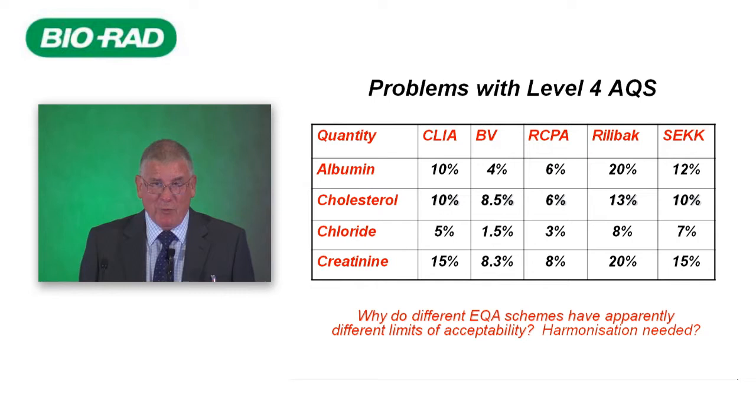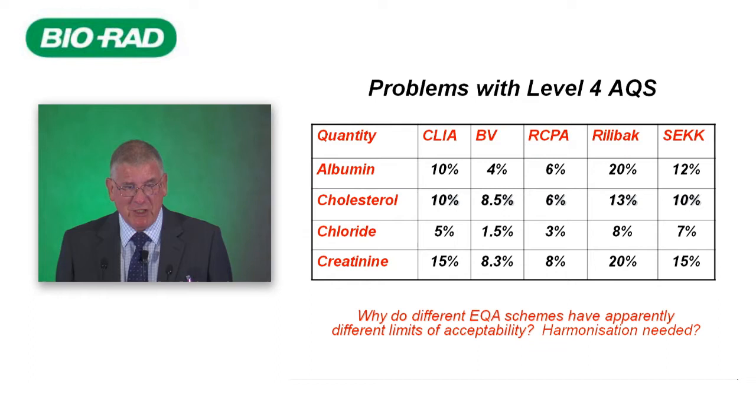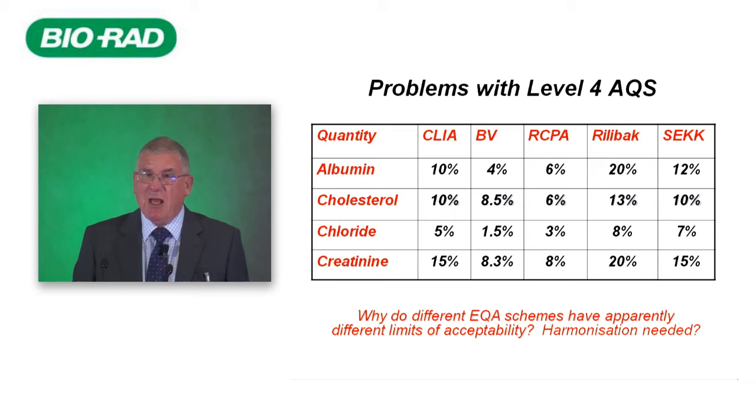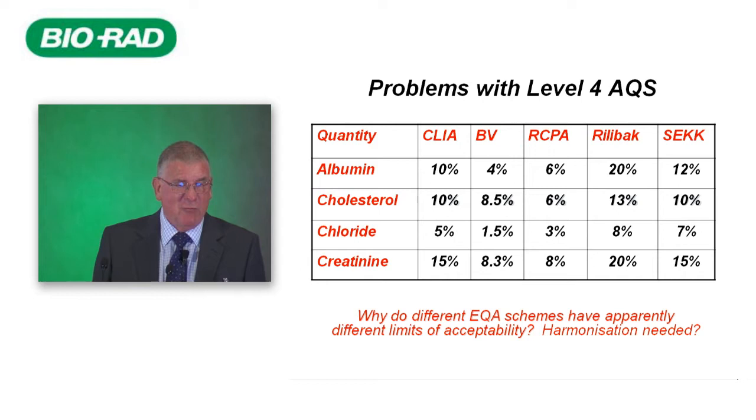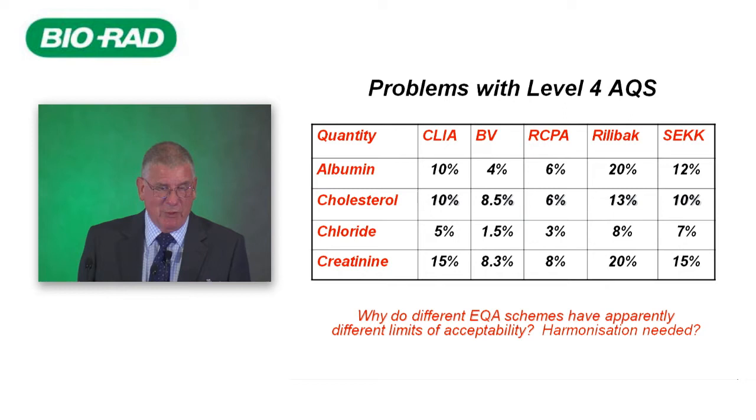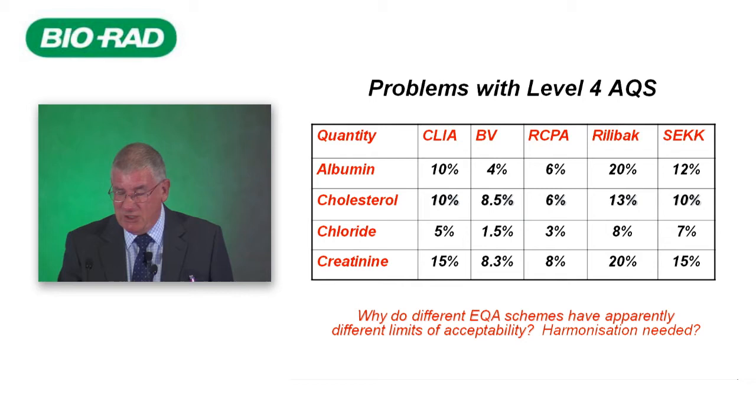Just an example of some of the problems are problems with using EQAS or PT allowable limits. And here, there are, for four quantities widely done in laboratory medicine, the allowable limits from the US, from the CLIA, based upon biological variation, the Royal College of Pathologists of Australasia, in Germany, the Rilibak, and from the Czech Republic. And you can see that these are very, very different. And it is really quite difficult to understand why different EQA schemes have apparently very, very different levels of acceptability. And as we will discuss this afternoon, perhaps harmonization is needed and is achievable.